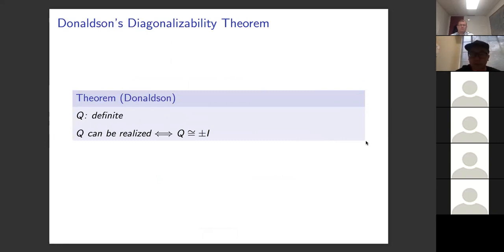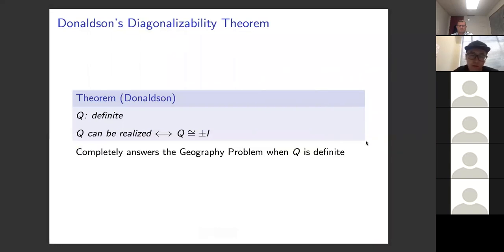I is the identity matrix. So that rules out the majority of the quadratic forms, the bilinear forms. Most of them, in the case of definite, cannot have a smooth structure. Only these two can. So this completely answers the geography problem when Q is definite.